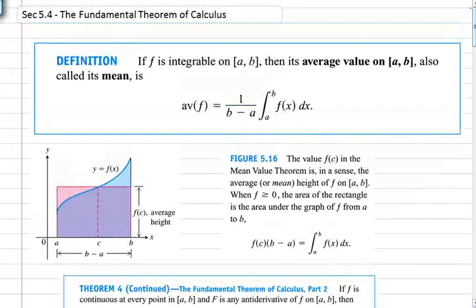Okay, I said it was coming and I meant it. Section 5.4 is the fundamental theorem of calculus, and it picks up where the last section left off, and that is with the definition of an average value.